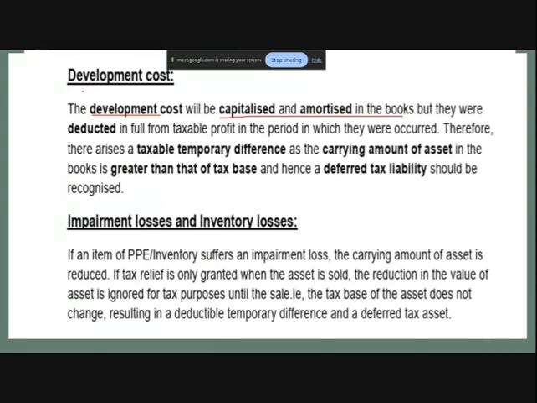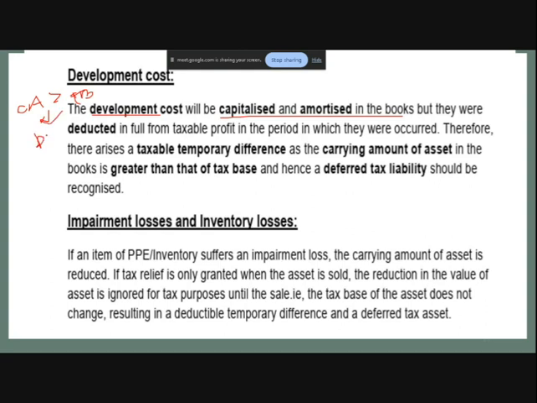We will capitalize development cost if it meets the criteria, right? When we are capitalizing, the carrying amount of our asset will increase. In tax, there's nothing like capitalizing development cost; all of it is considered an expense. So our carrying amount will be greater than the tax base because our carrying amount will include the capitalized development cost, but the tax base won't. So this will give rise to a deferred tax liability.